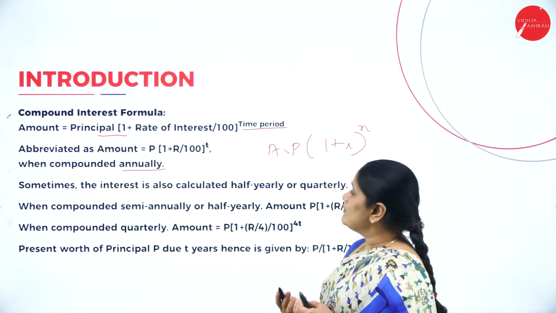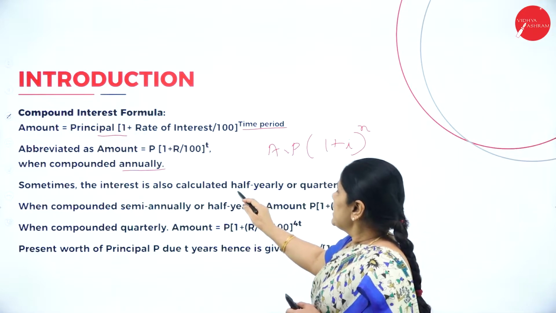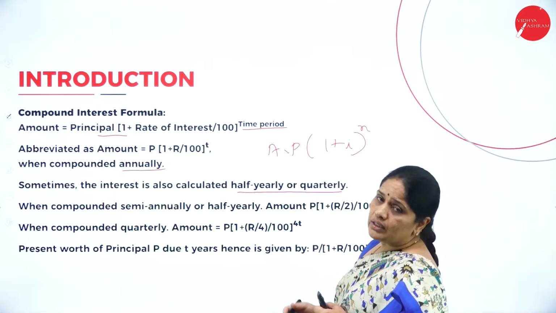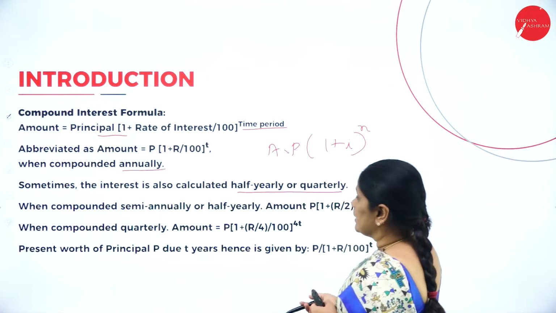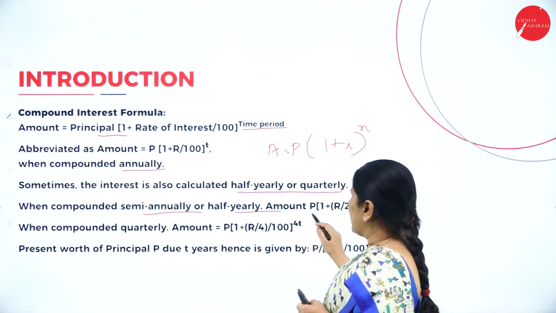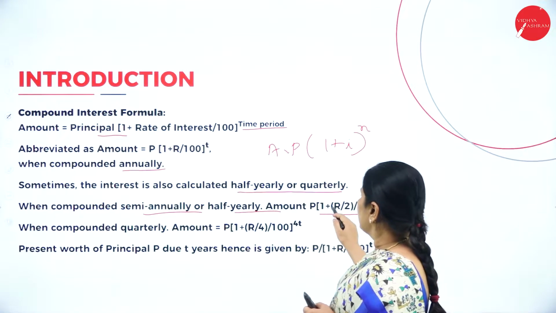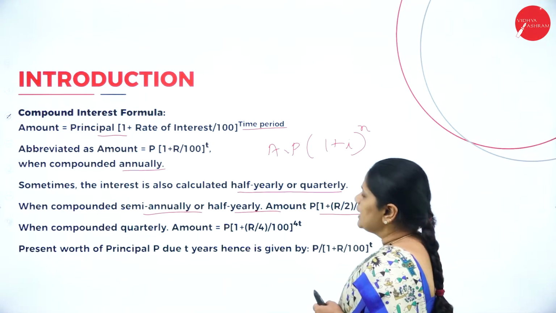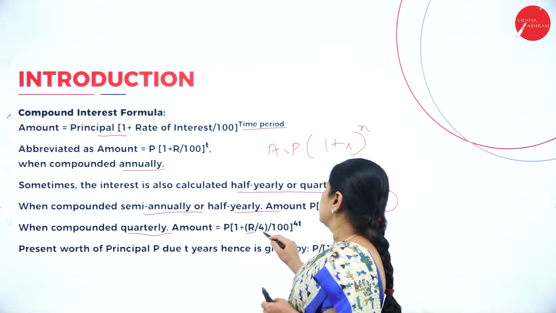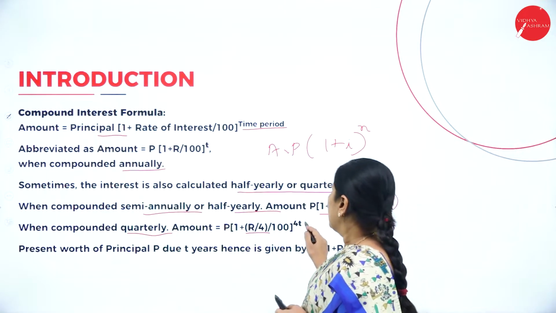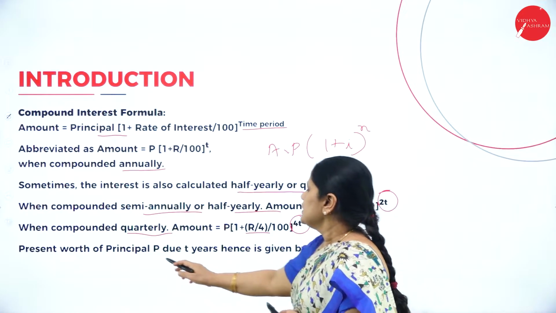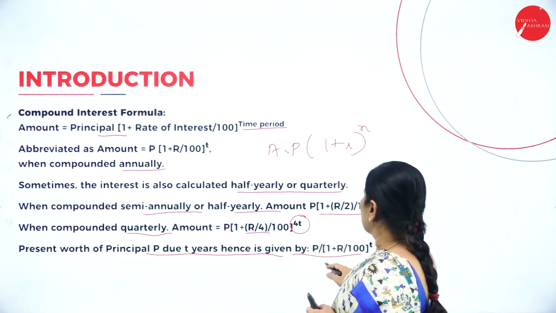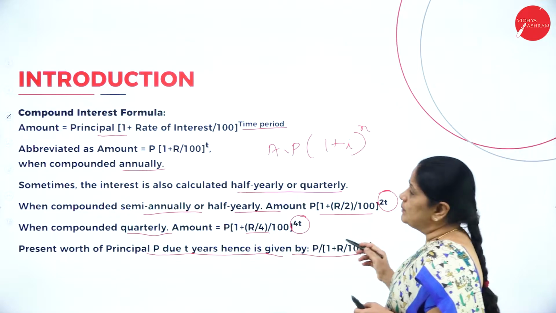So, when you are paying interest only once, then you can use this formula. Sometimes the interest is calculated half yearly or quarterly. So, they may give interest twice in a year or 4 times in a year. When compounded semi-annually or half yearly, amount equals P into 1 plus R by 200 to the power of 2t, that is 2 times the time period. Suppose if it is compounded quarterly, then we divide the rate of interest by 4 and multiply the time period by 4. The present worth of the principal P due to t years hence is given by P into 1 plus R by 100 to the power t.